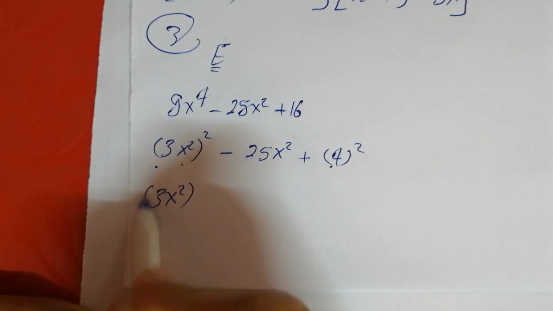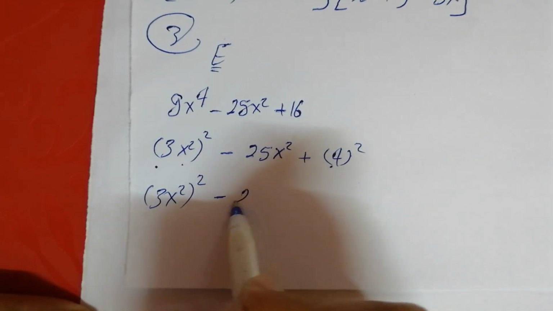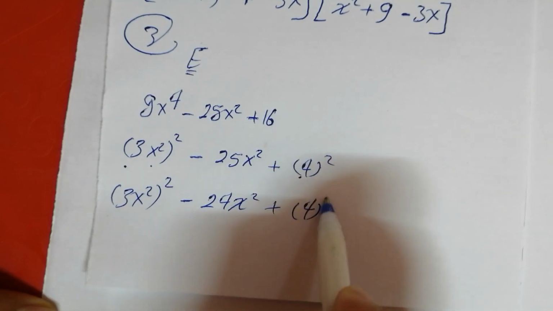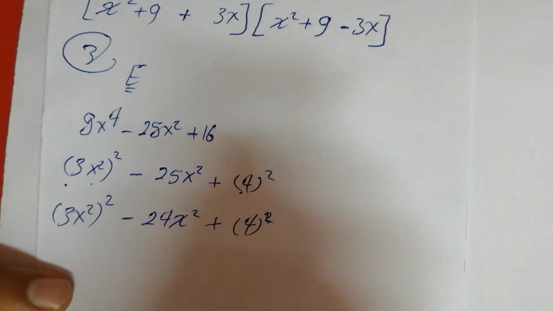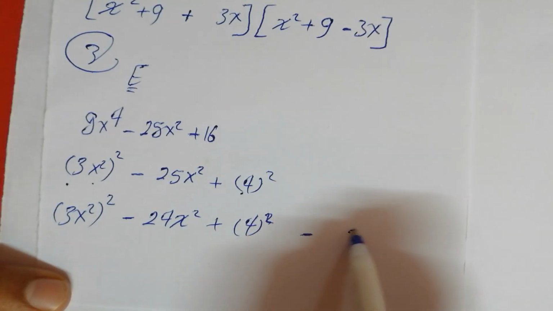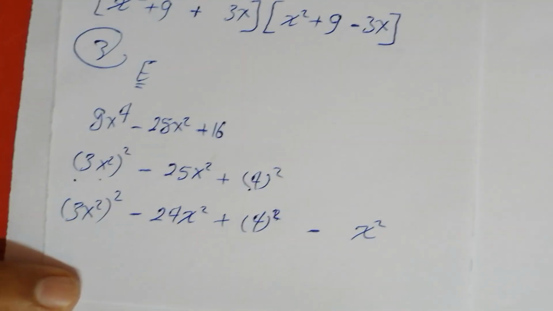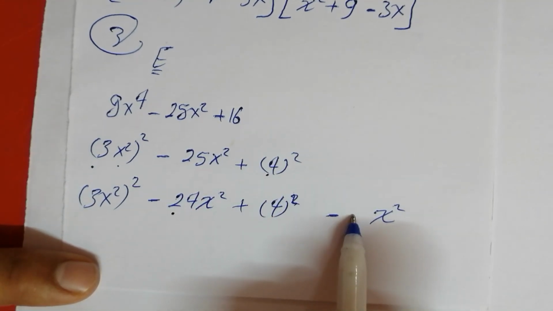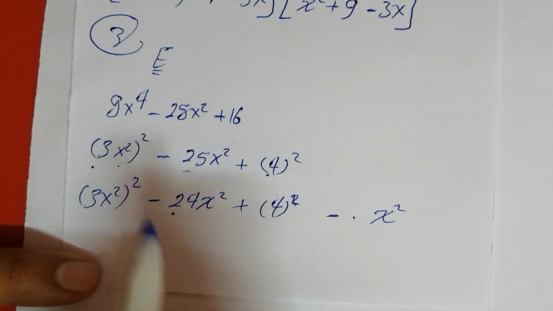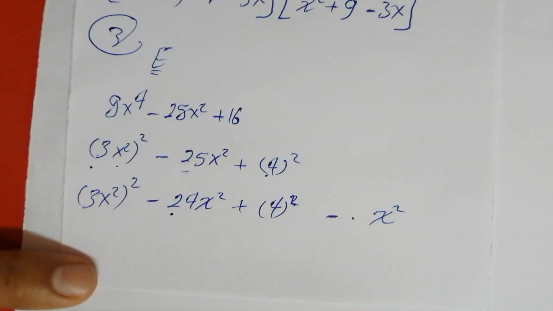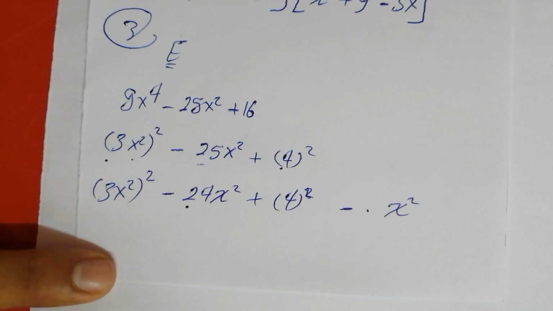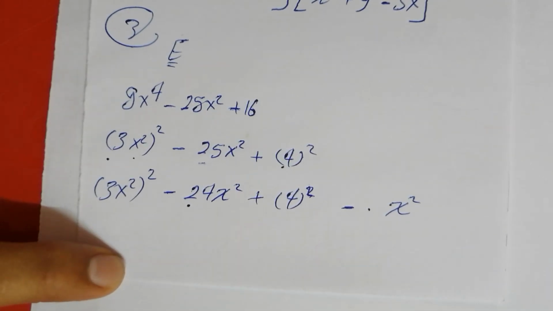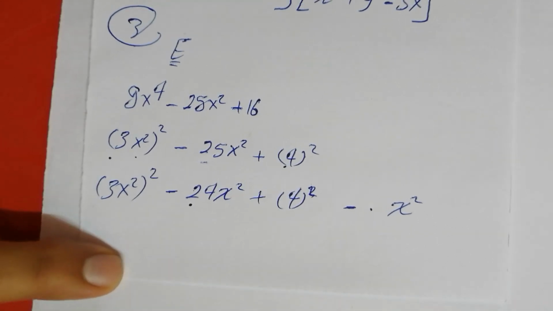3x power 2 all power 2 minus 24x squared plus 4 squared, and minus x squared. Please concentrate with me very well. We have negative 24 and negative 1, which is equal to negative 25. So I didn't do anything. I'm only separating it: 25, I'm going to put it as 24 and 1, which means 25. So I didn't do anything.